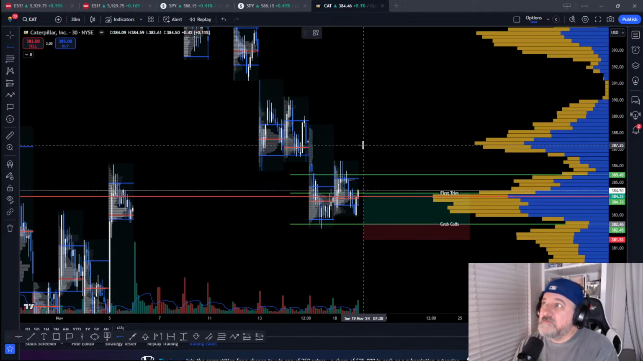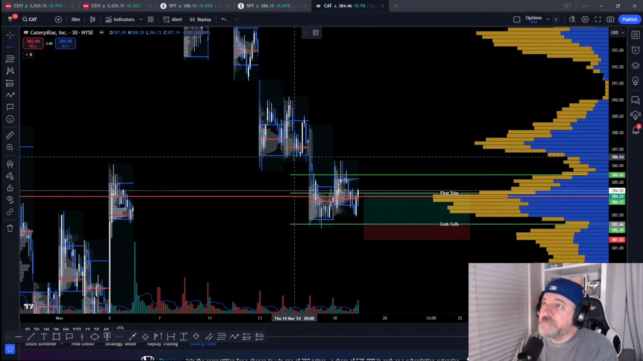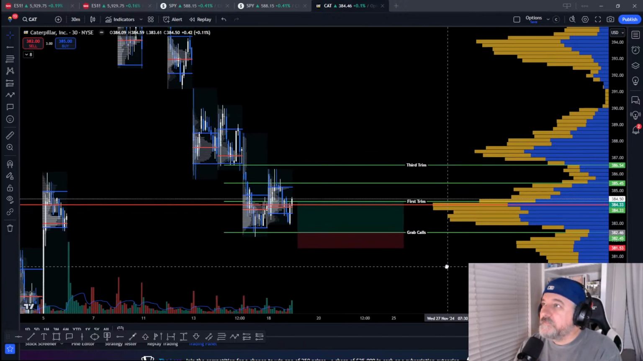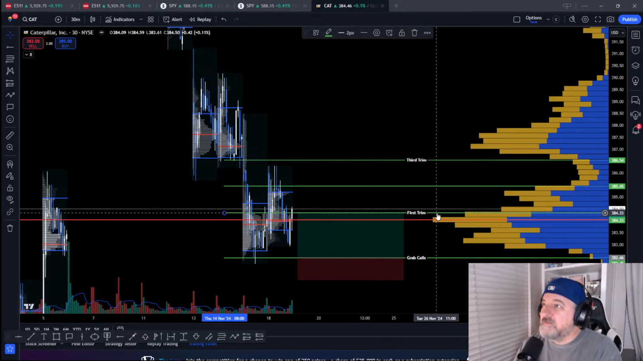Which is going to bring us to our last trim on this play. We want to get out into strength. And with that said, actually, this is not going to be our last trim. Wait, I think I'm messing this up. I am. Sorry.